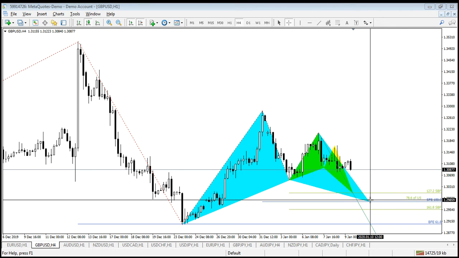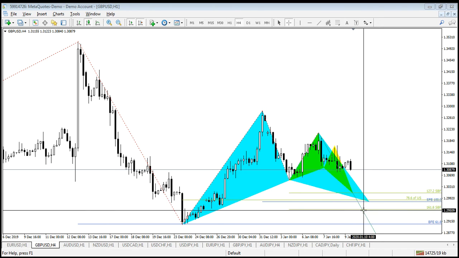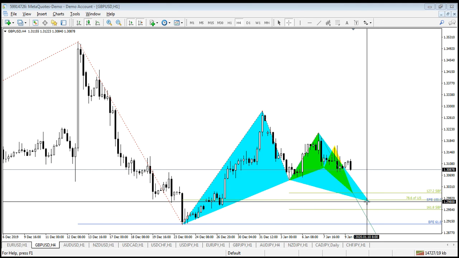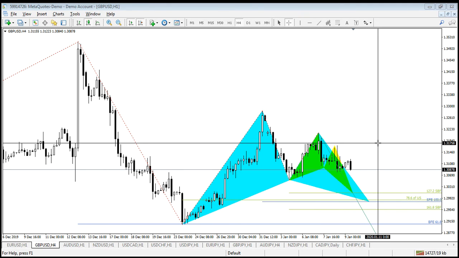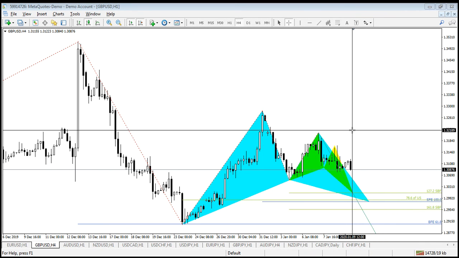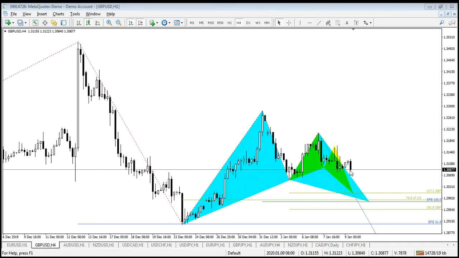Otherwise, we can simply not place any take profit, and we will wait for the price action around this area. If you see fast price action, then definitely we will reach here, and then price can go to the upside. So we will be looking at the further price development, and whether it is increasing speed or not. So that's all about the GBP USD.